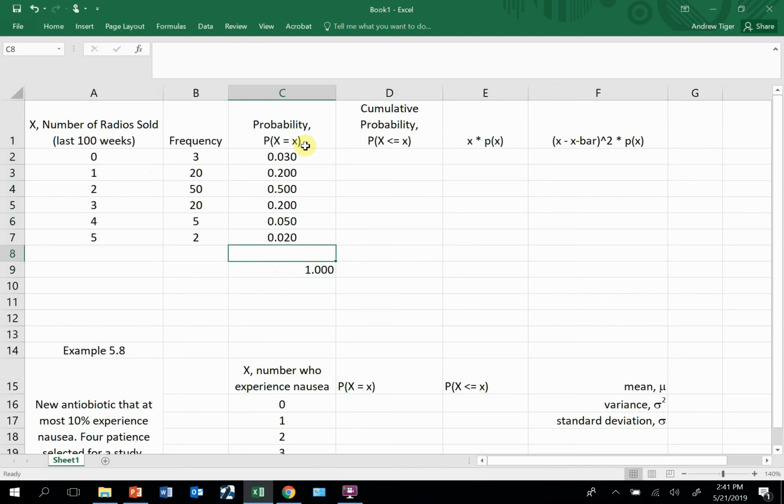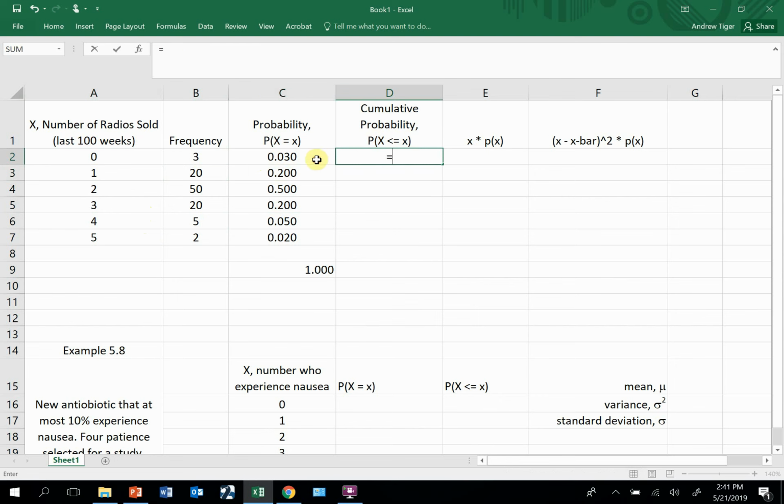Okay. That's the probability. Now let's calculate something called the cumulative probability. The cumulative probability is the probability of selling this or less. So the probability of selling 1 or less, so 0 or 1, would be adding these two up. The probability of selling 4 or less, the probability that my random variable is less than or equal to 4, would be this probability plus this plus this plus this plus this. So that's called the cumulative probability.